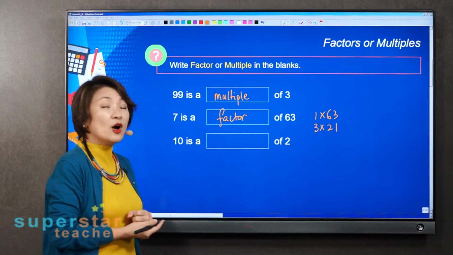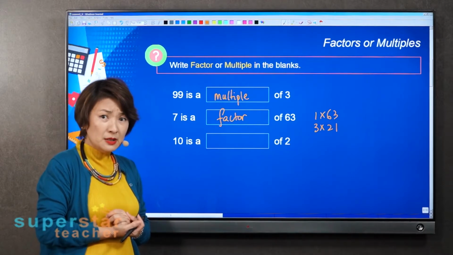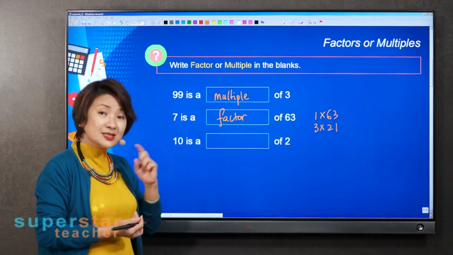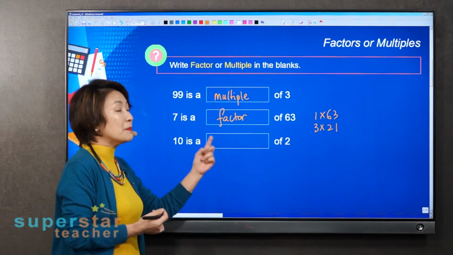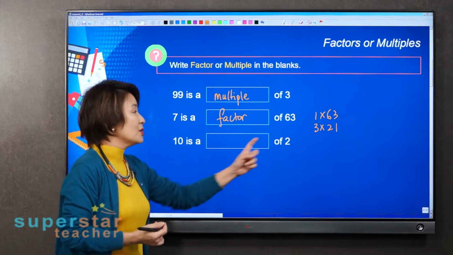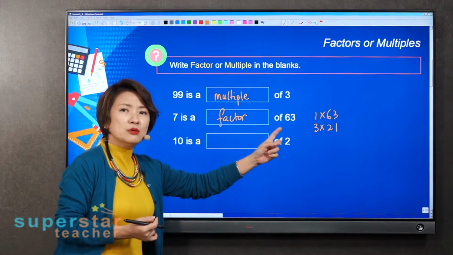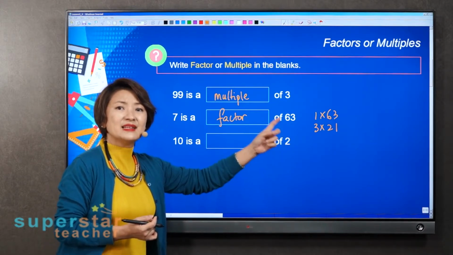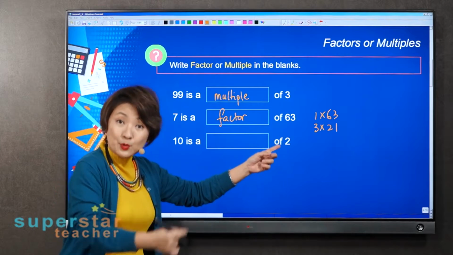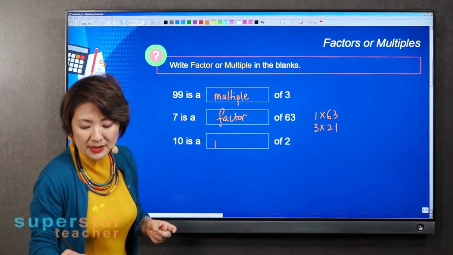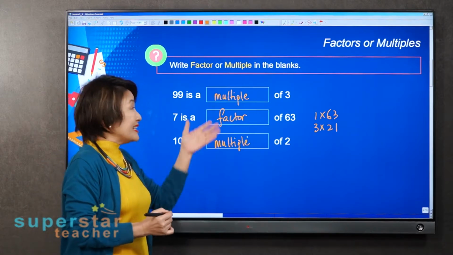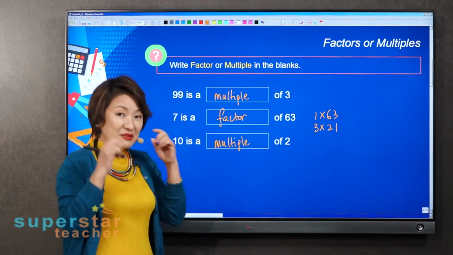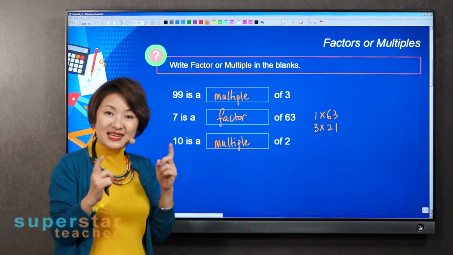How about the next one? 10 is a blank of 2. Is it a multiple of 2 or is it a factor of 2? Just read it to yourself. 10 is a factor of 2 or 10 is a multiple of 2. If you look at this number, you go 2, 4, 6, 8, 10. What am I doing? I'm doing the multiples. So it is a multiple. It may look very easy, but it requires thinking. It really does.